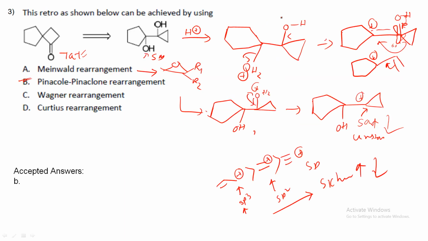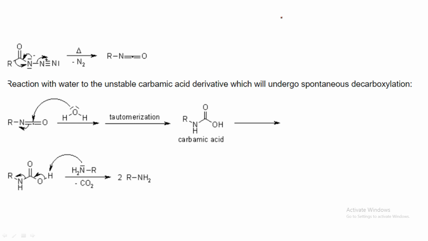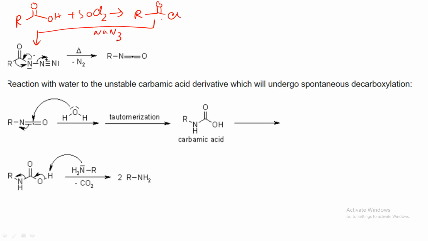So this is Wagner, and another thing is the Curtius rearrangement. So this is an example of Curtius. So let's see how this is generated. Let's say at first we have an acid group, a carboxylic acid. If we treat it with SOCl2, we would generate this kind of COCl, and then if we treat it with sodium azide, we can generate this kind of CON3, this particular molecule.